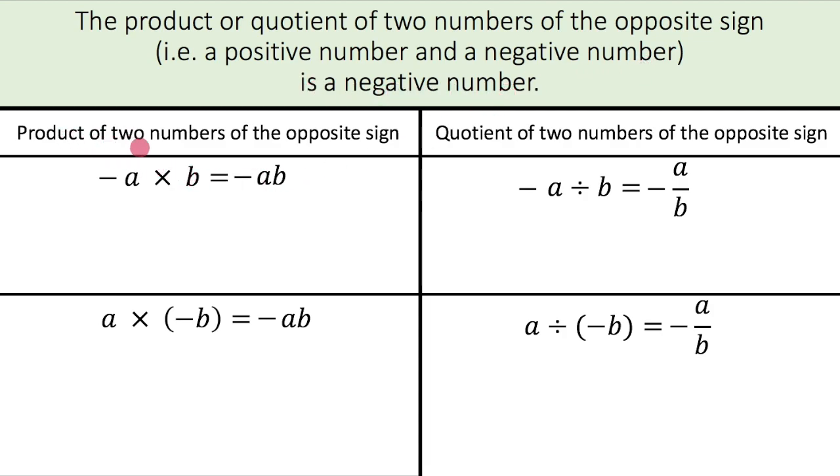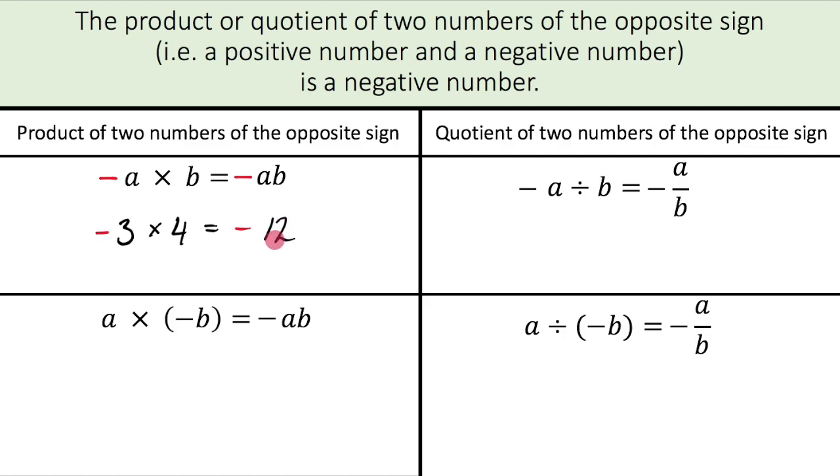So here we have the product of two numbers of the opposite sign. In other words, I'm going negative a times positive b, and it's going to be equal to negative ab. So the product of two numbers of the opposite sign is negative. So a negative number times a positive number is going to be a negative result. And if I was to give you proof of this, if I had negative 3 times 4, my answer is going to be negative 12.